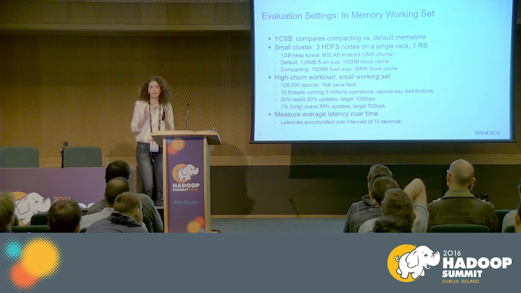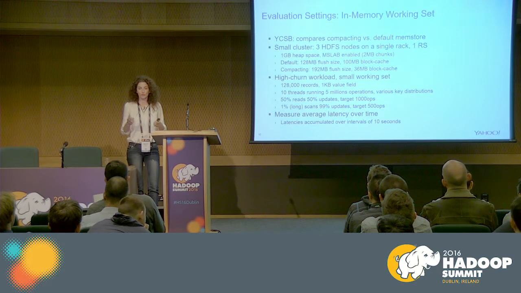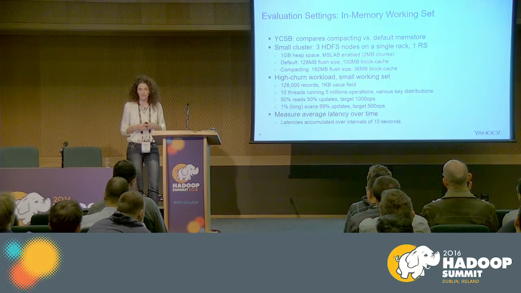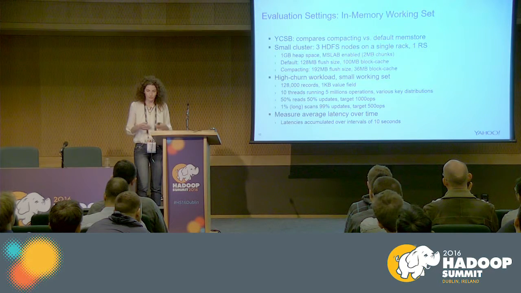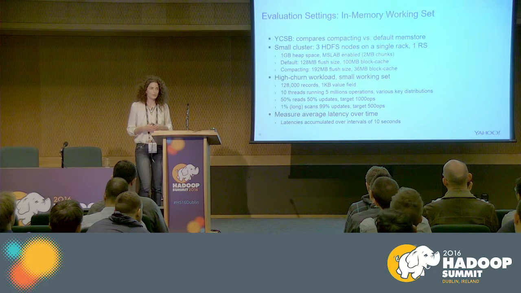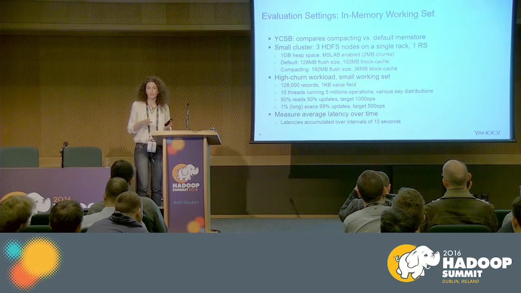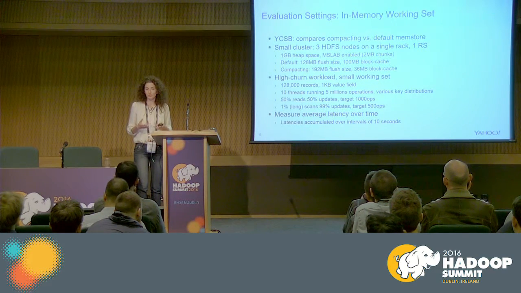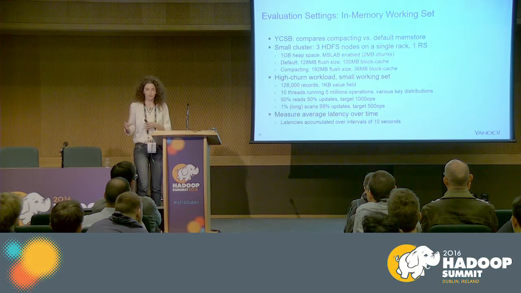The first one is when the data can fit into the memory. So we used the YCSB framework to compare the compacting design versus the default implementation. We used a small cluster with 3 HDFS nodes and 1 region server. We allocated 1 gigabyte of space for the region, and we used a local allocation buffer to avoid the garbage collection effect. Now, we allocated the same amount of memory for both default and compacting implementation, but we split it differently. The default implementation used a smaller write cache and a bigger read cache, while the compacting memstore used a bigger write cache and a smaller read cache.